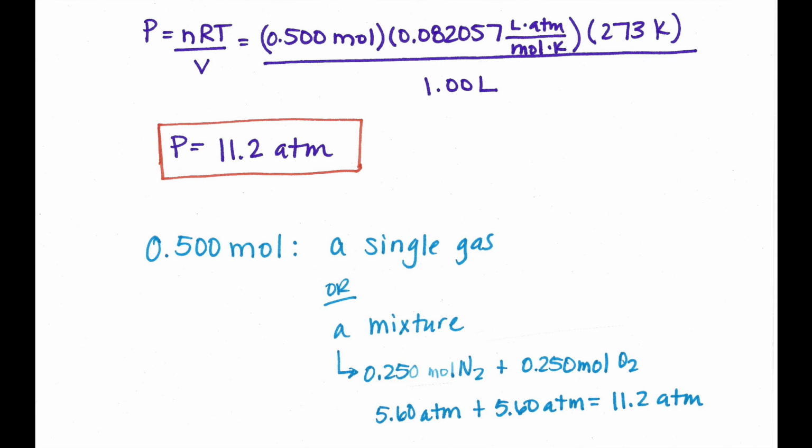Notice that if we add together our samples from question number 1 and question number 2, and the pressures from question number 1 and question number 2, we would get a mixture of gases that contained 0.500 moles and a total pressure of 11.2 atmospheres.